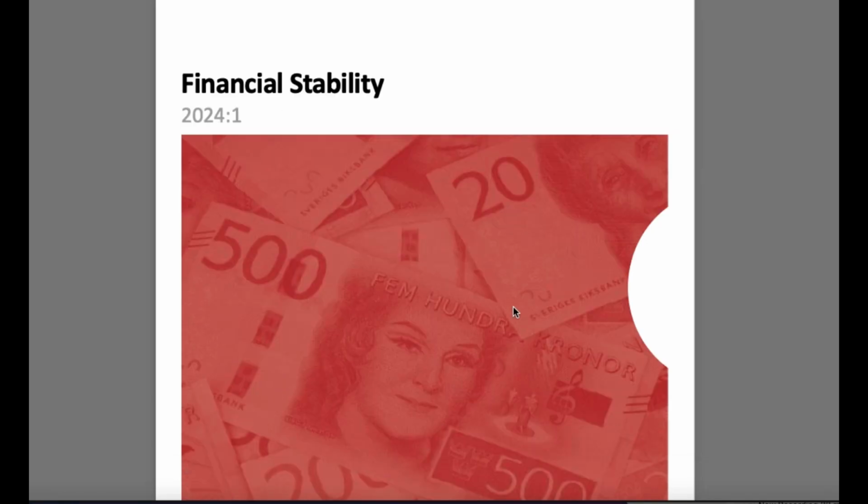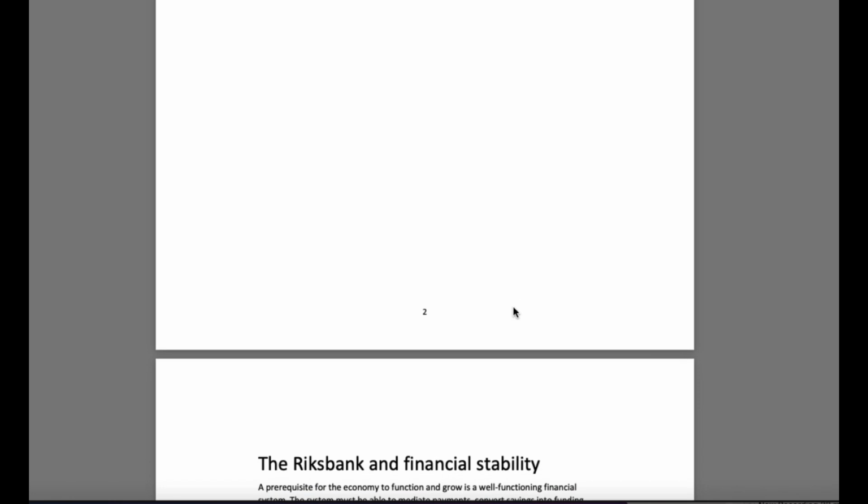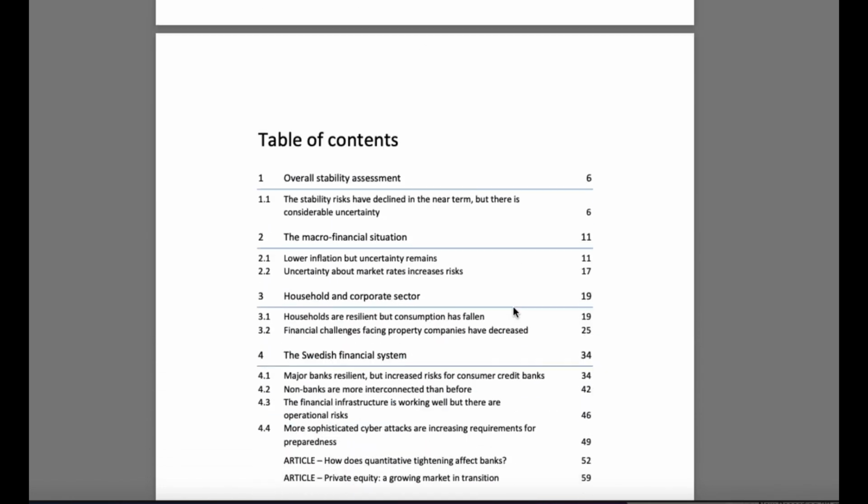Tip number 7. Utilize improved summarization. ChatGPT 4o's enhanced summarization capabilities can help you digest long-form content really quickly. This can be a long report or a long video, for example. So here, for example, I have a report on financial stability by Swedish Central Bank. Too long to read yourself.